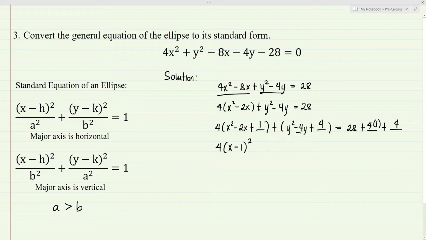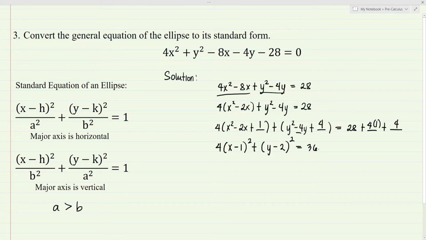We would do the same for the second quadratic equation. So I will have here the square root of y squared, that would be y. Copy the sign of the middle term, that is negative. Take the square root of the constant term, that is negative 2. Then place an exponent of 2. As for the right side, just simplify this one. 28 plus 4 plus 4, that would be 36.